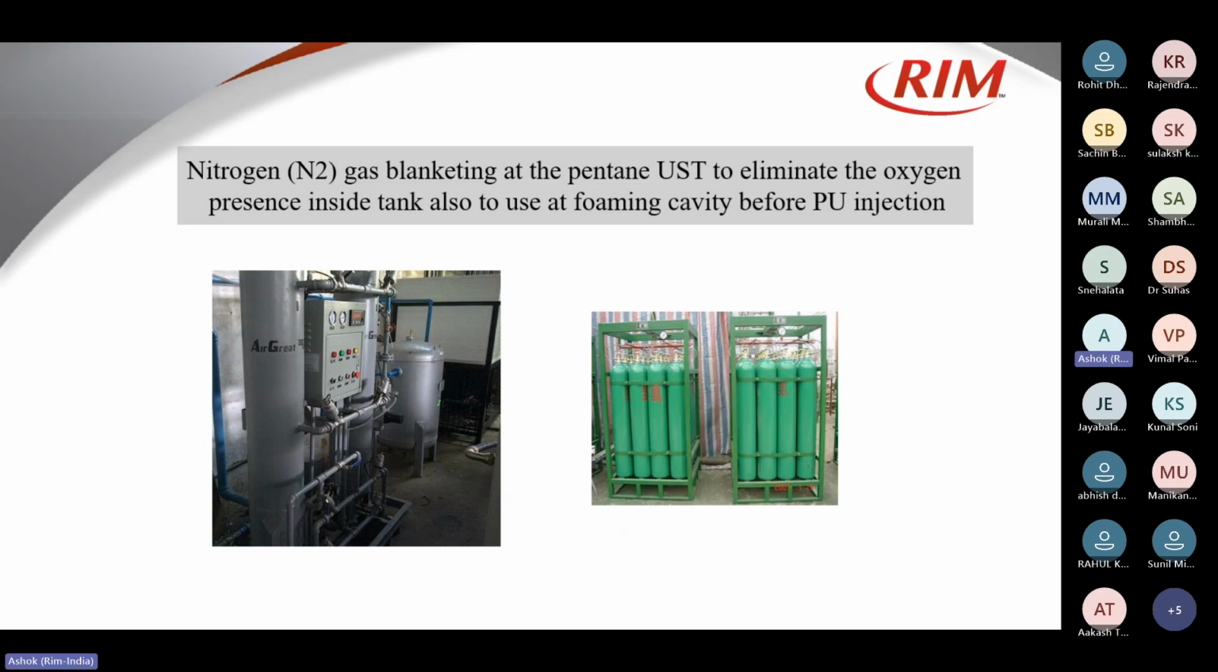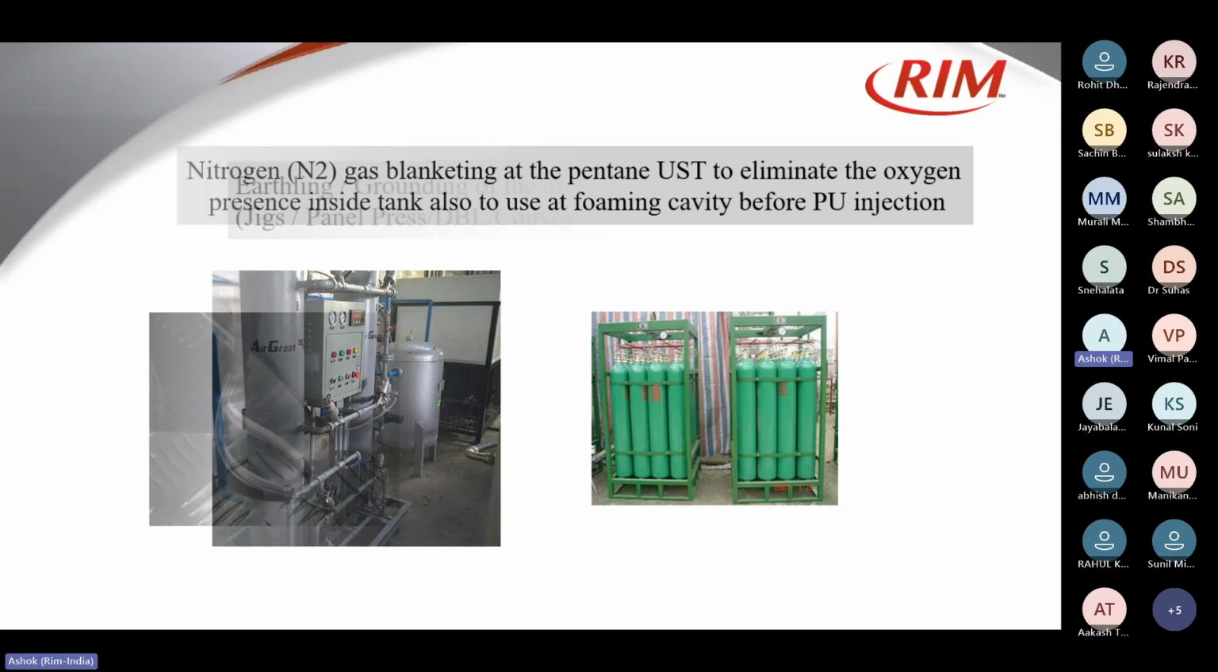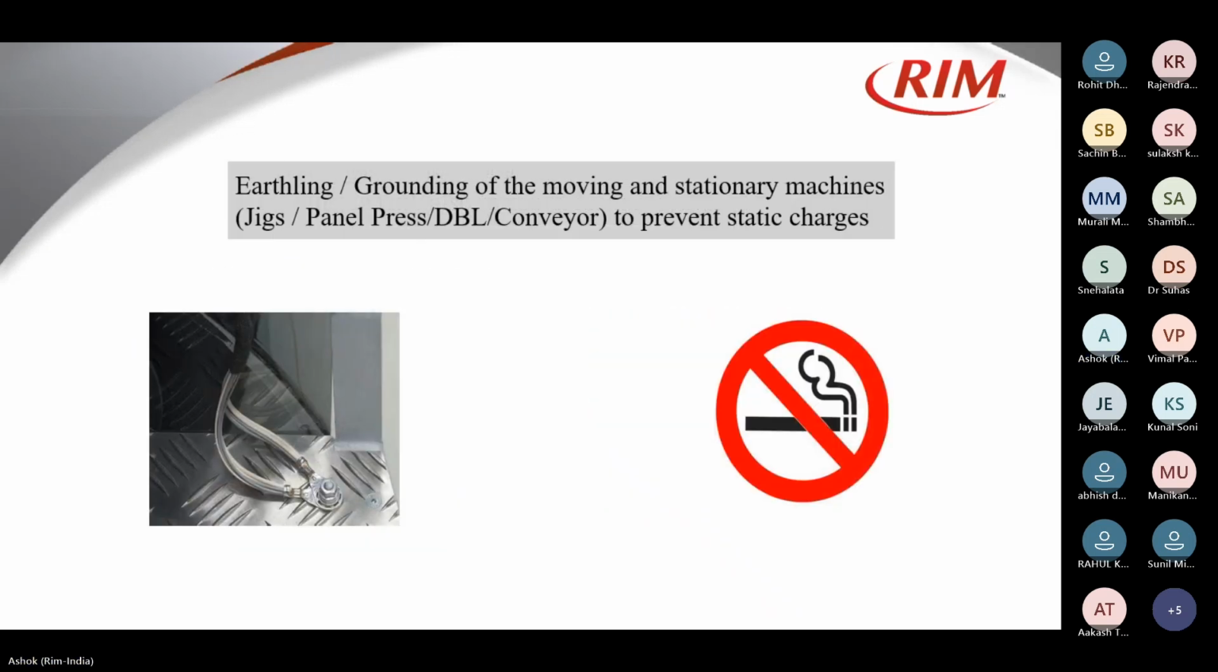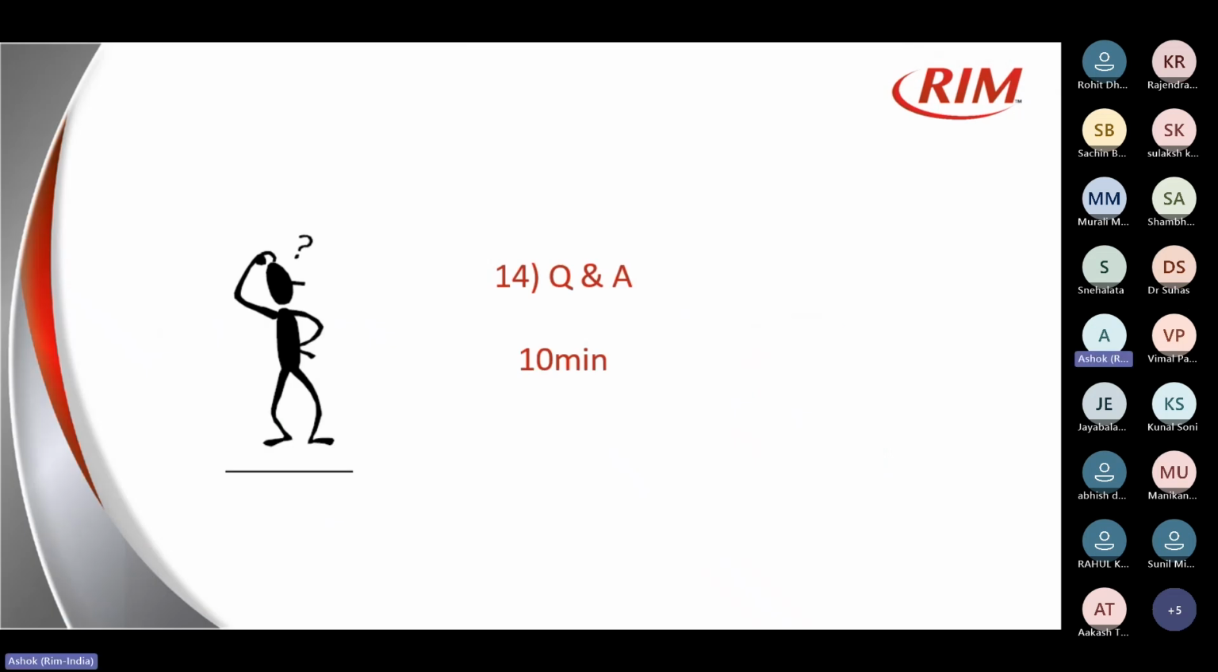Also, it can be used for the discontinuous panel as well. Before injecting the PU, nitrogen can be injected into the cavity to eliminate the oxygen. The equipment has to be earthed properly, and all this foaming area or the pentane area has to avoid naked flames, especially smoking and welding. So these are some safety precautions.